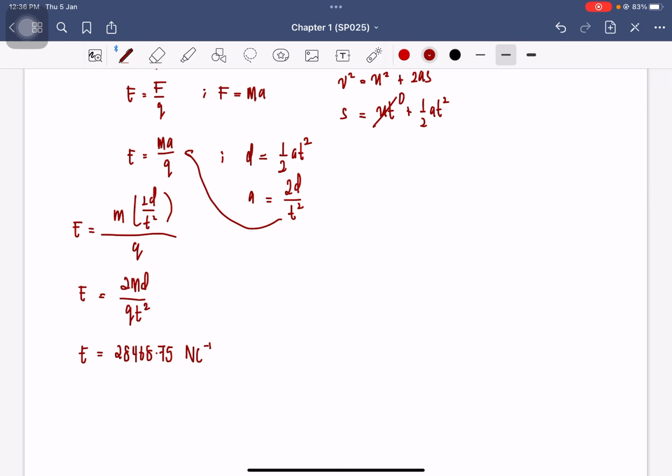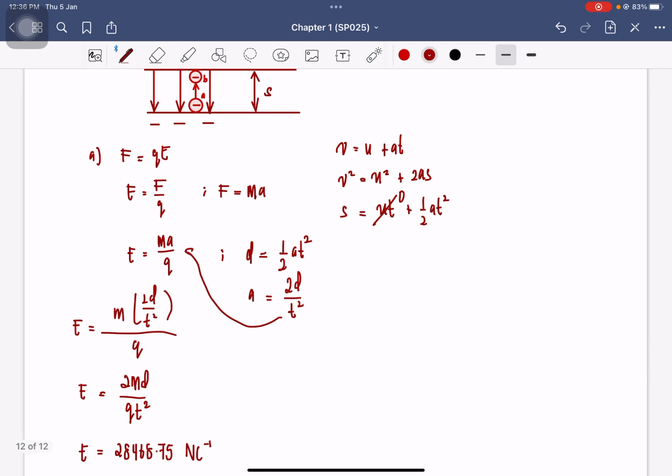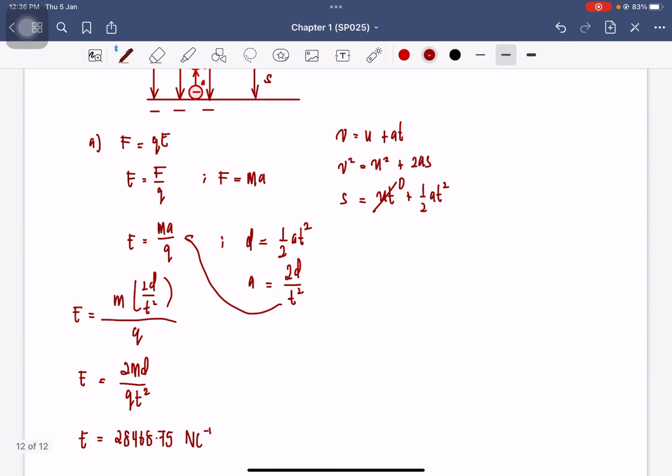Okay, next, it's not hard, it's just a bit more complicated because you have to use more than one equation. But it's not complicated if you think about it carefully. If you list down the equations and remember them, then it shouldn't really be a problem.